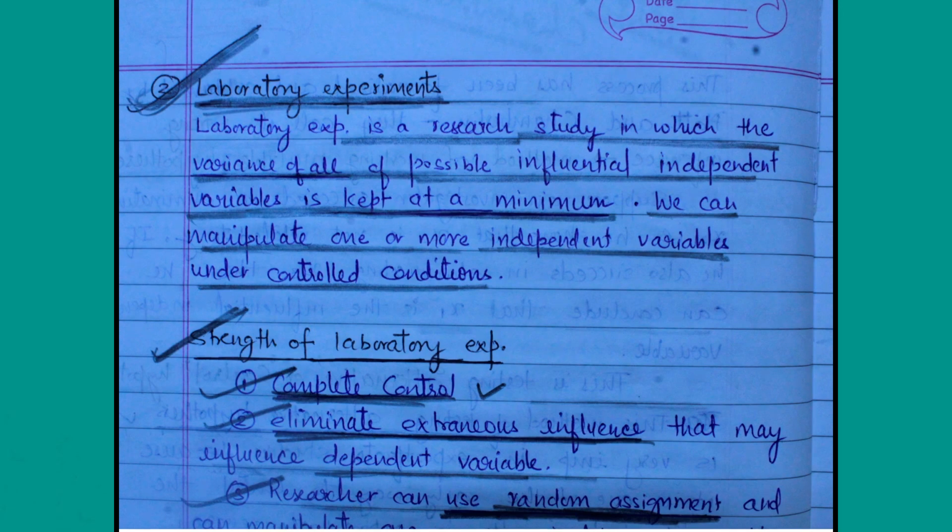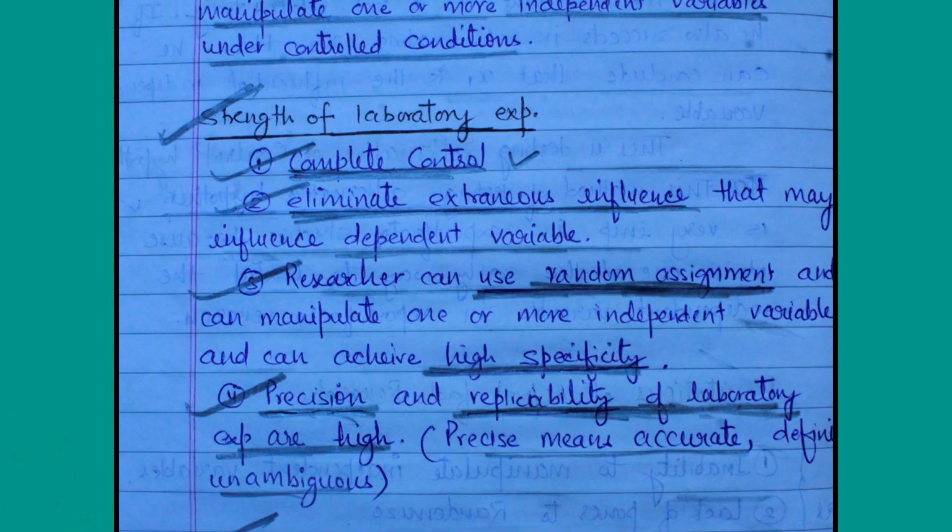So we can manipulate one or more independent variables under controlled conditions. Again, the same thing they are saying, a control condition is there. So we are able to manipulate certain variables which are known as independent variables. So what is the strength of a laboratory experiment? Complete control. If I want to regulate my temperature, I will do it. If I want to regulate the pressure, I will do it. That's why we have complete control, because the situation is inside the lab.